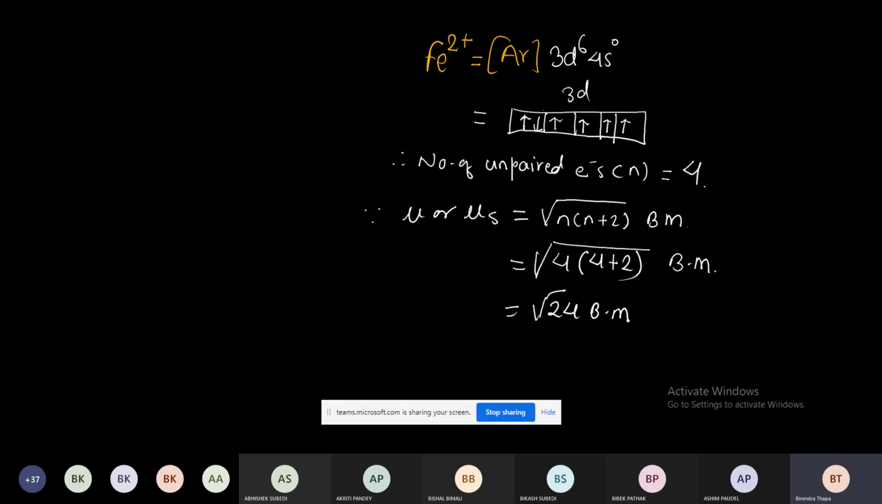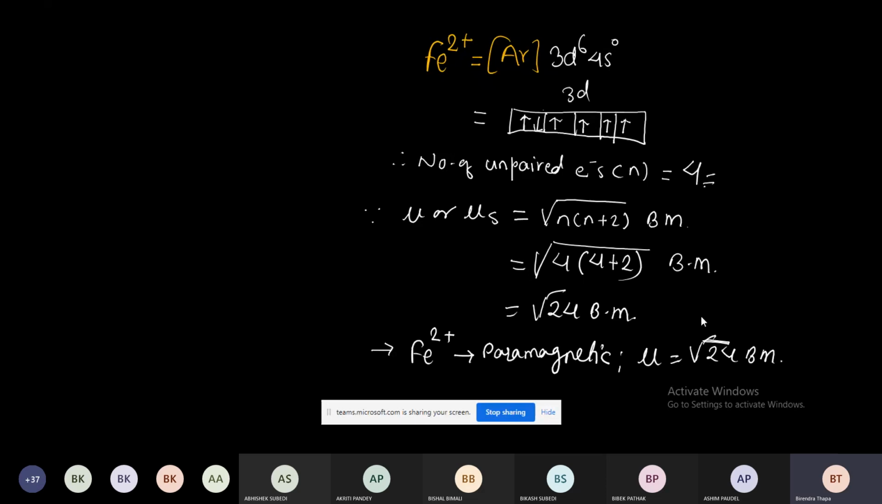From this calculation, what we can conclude is, since Fe2 plus consists of 4 unpaired electrons, it is paramagnetic in character. It is a paramagnetic substance, or it shows paramagnetic character. And the value of magnetic moment for this Fe2 plus is obtained to be mu equal to square root of 24 BM. This is the value of magnetic moment for Fe2 plus. In this way, you can find the value of magnetic moment for the given species as well.